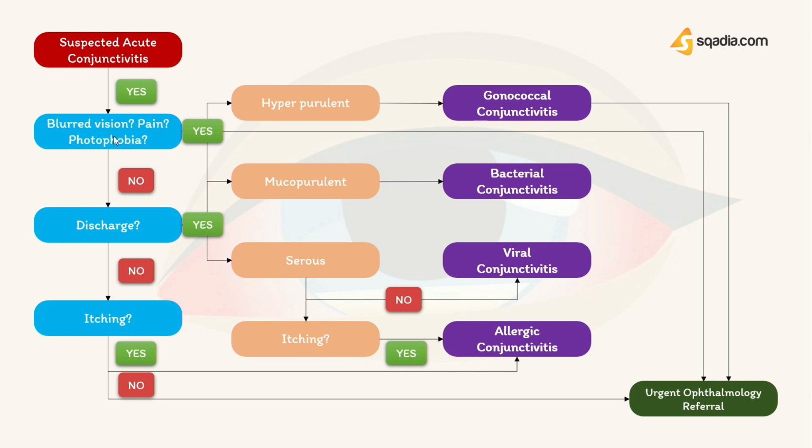Now, if the patient is suffering from blurred vision, pain, along with photophobia, always refer for an urgent ophthalmology consultation. On the other hand, if the patient has discharge and it is not associated with itching, usually do refer the patient for an ophthalmology consultation because we have to rule out the other serious causes that can cause such kind of a discharge in the patients.